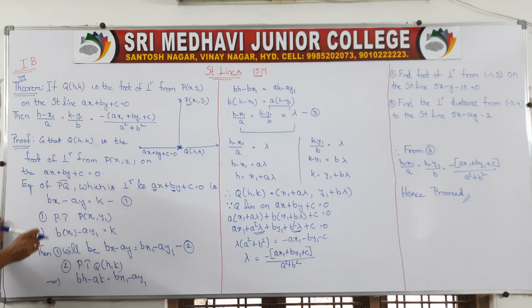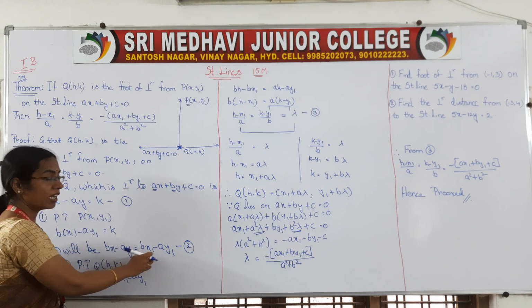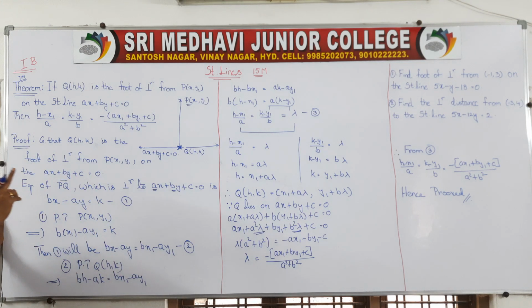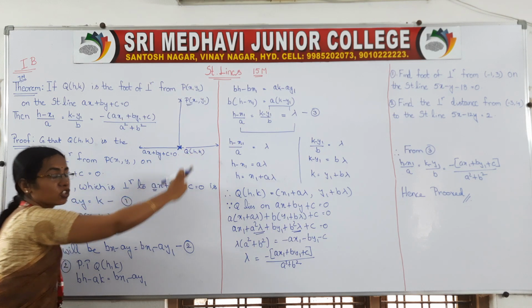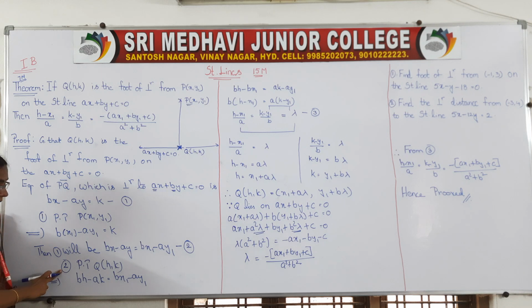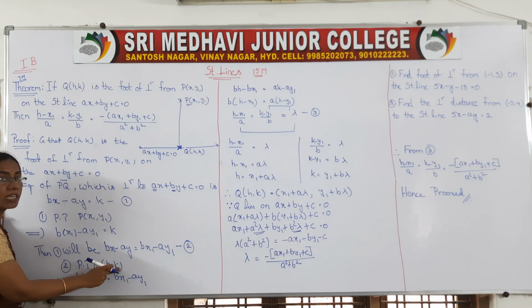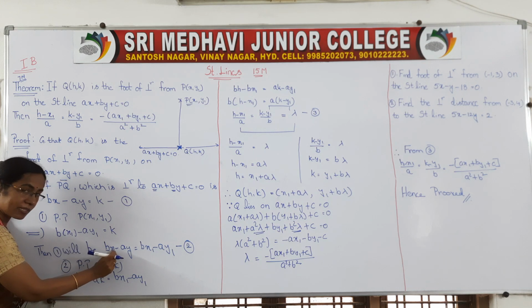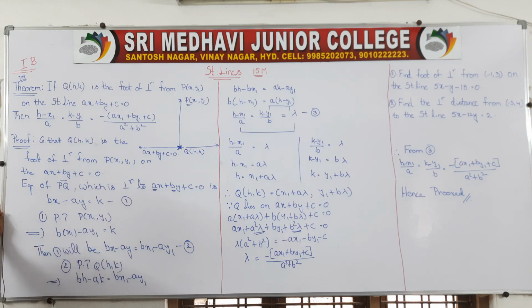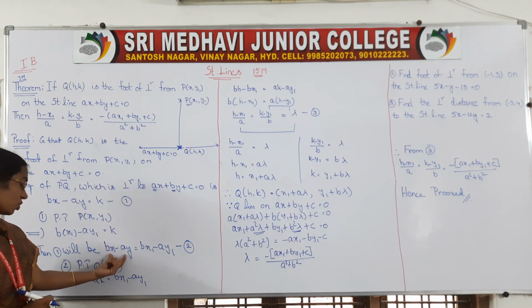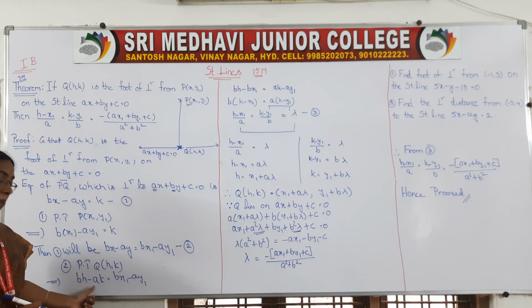What is this? This is nothing but the equation of the line PQ only. So already we have taken, it passes through P(x1, y1). Now we will take, it passes through Q(h, k). So the same line PQ passes through Q(h, k). So same thing, wherever x is there, x coordinate, wherever y is there, y coordinate you have to substitute. If you substitute like this, you will get bh minus ak is equal to this one.